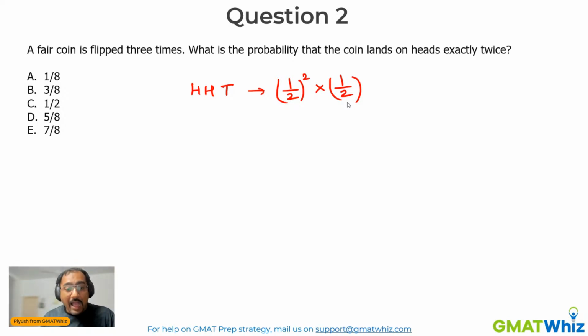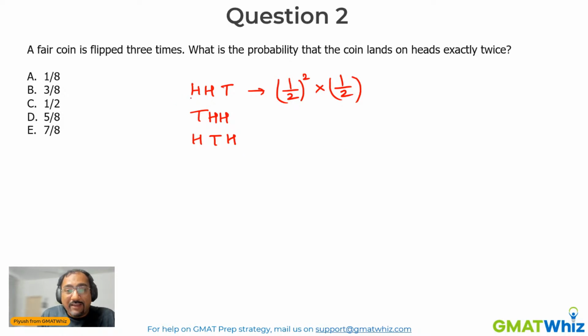But there are several other cases also where 2 heads can be there. How many cases are there? Again, I'm just writing it down. You don't have to write it down. There's a mathematical way of finding the ways also. But there are these 3 different ways in which the same event can occur, which is 2 heads and 1 tail. Now, how do you identify that?